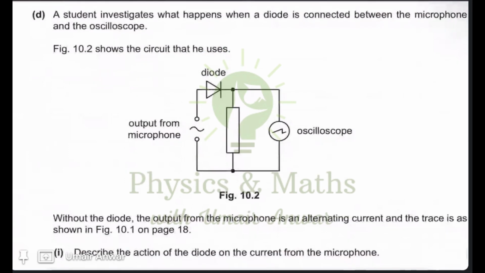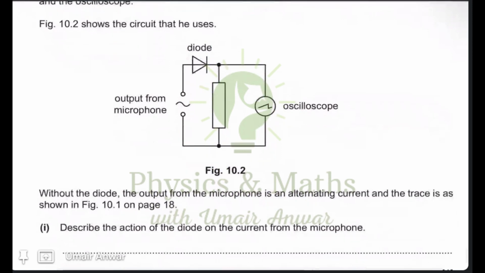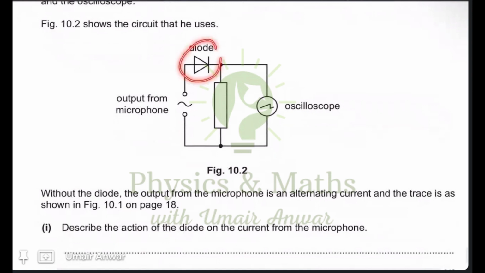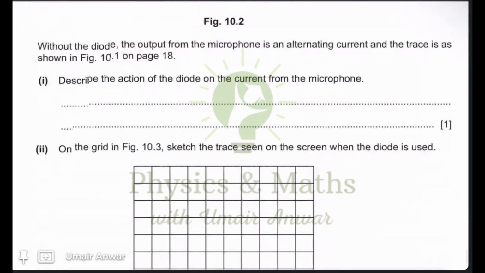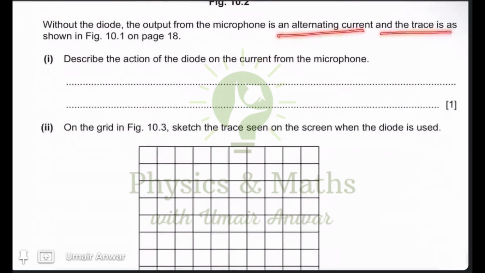A student investigates what happens when a diode is connected between the microphone and the oscilloscope. Figure 10.2 shows the circuit that he uses. So this is the diode which is connected. Without the diode, the output from the microphone is an alternating current, and the trace is as shown in the figure 10.1 on page 18. Describe the action of the diode on the current from the microphone.